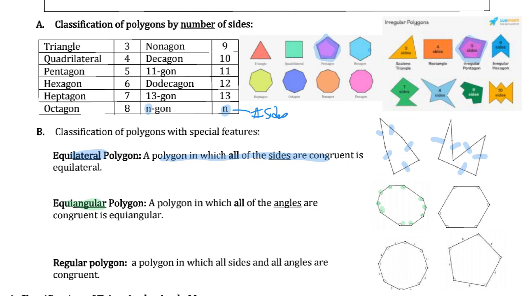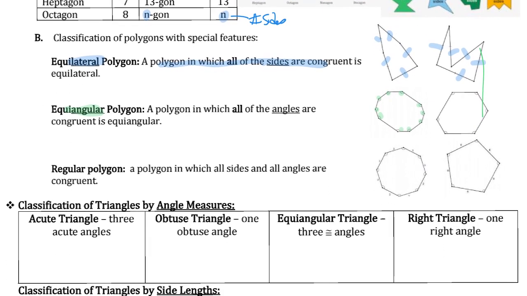Now, if it happens to have both equal angles and equal sides, then we would say it's regular. A regular polygon is a polygon where not only do the sides match, but the angle measures match. Okay, and so we could have a regular pentagon or hexagon or whatever it is, if every angle and every side matches each other.